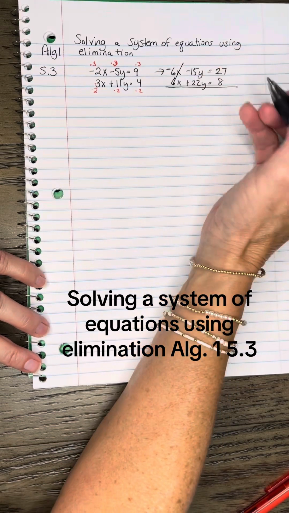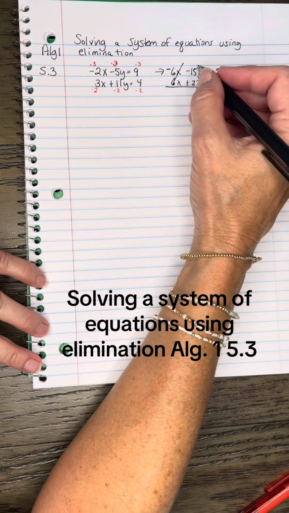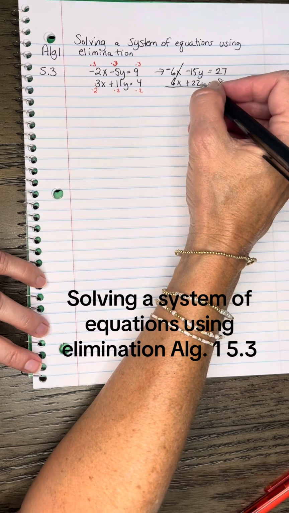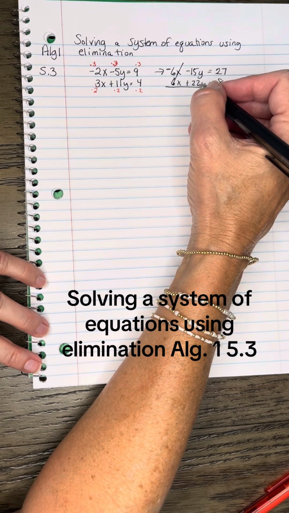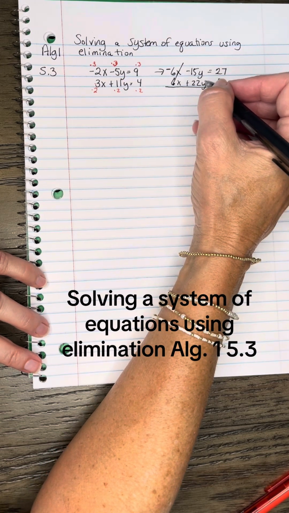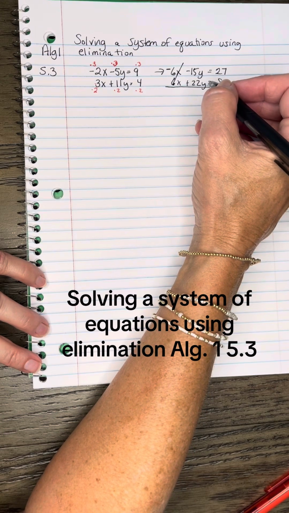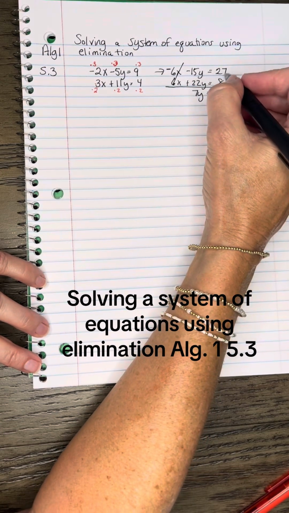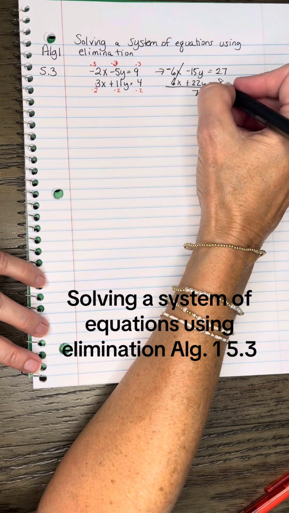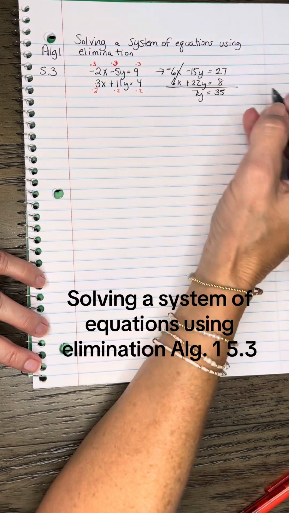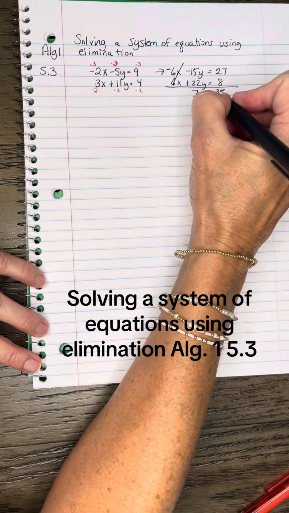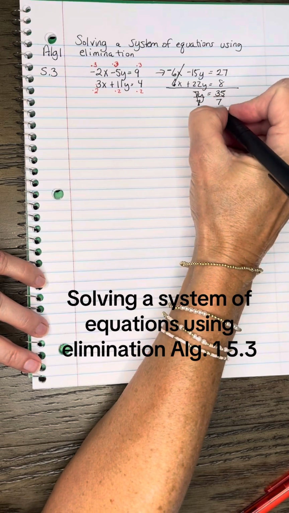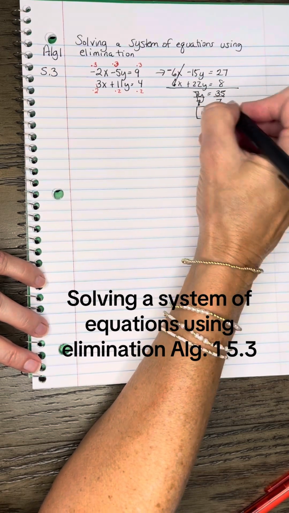So the 6x's now are eliminated, and I have -15y plus 22y, and I need to combine those. And when I do so, I get +7y equals 27 plus 8, which would be 35. And then I will divide by 7 and get 5. So I have half of the answer.